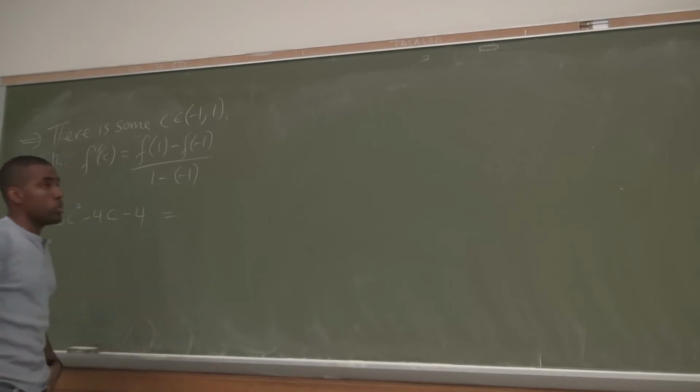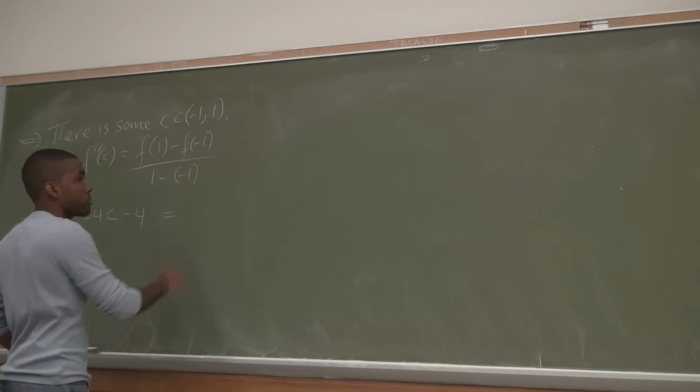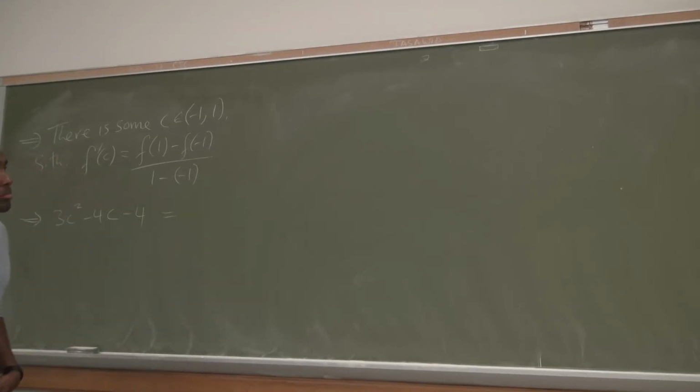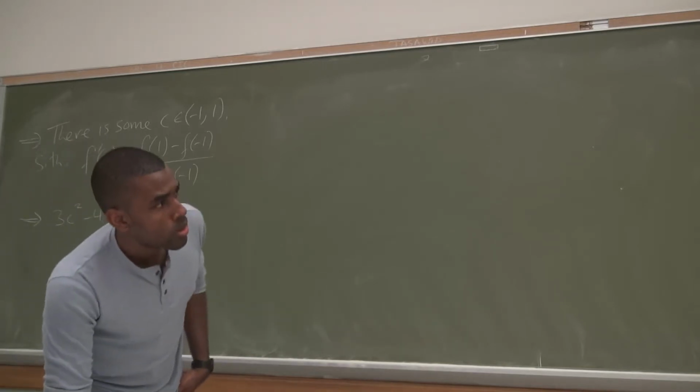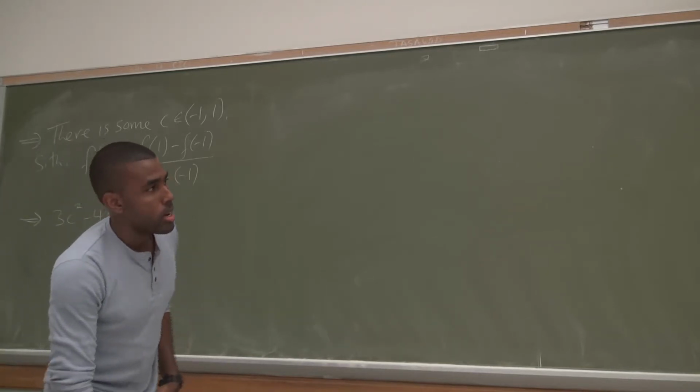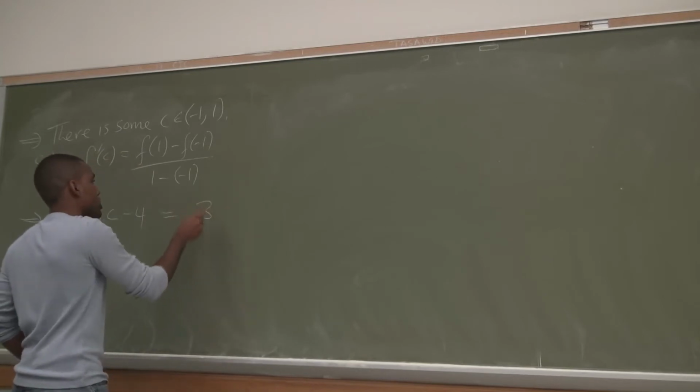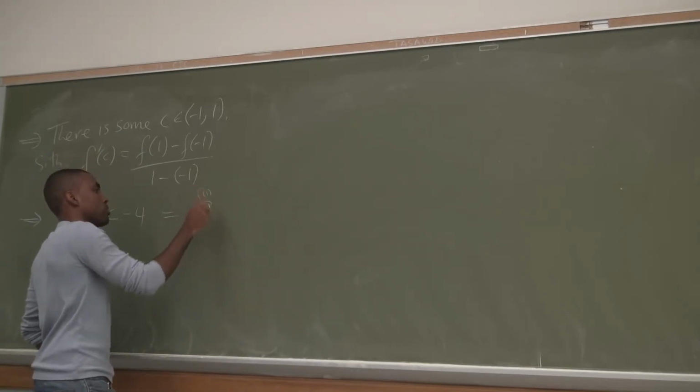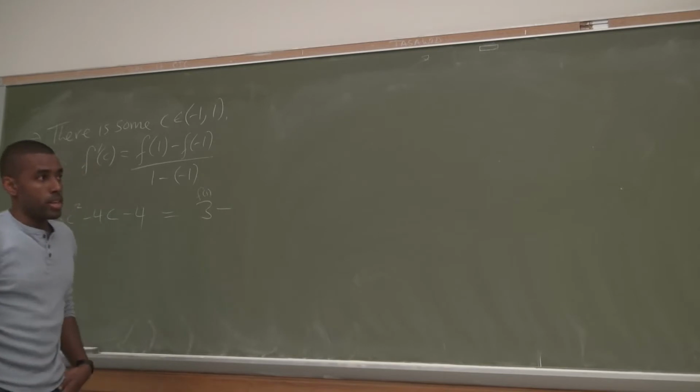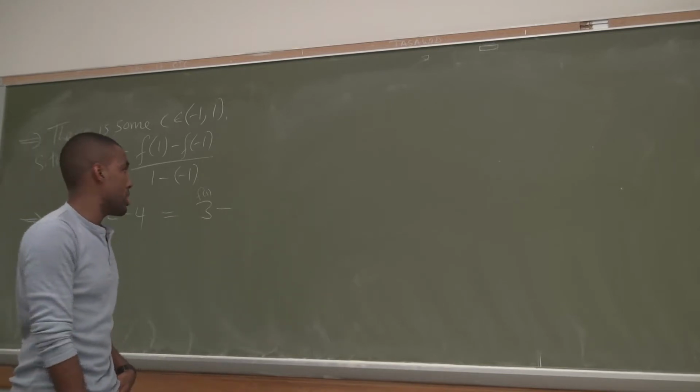That should be equal to, what's f of 1? F of 1 is what? So that's 9 minus 6, f of 1 is 3. That's your f of 1. Minus, f of minus 1 is what? 9.